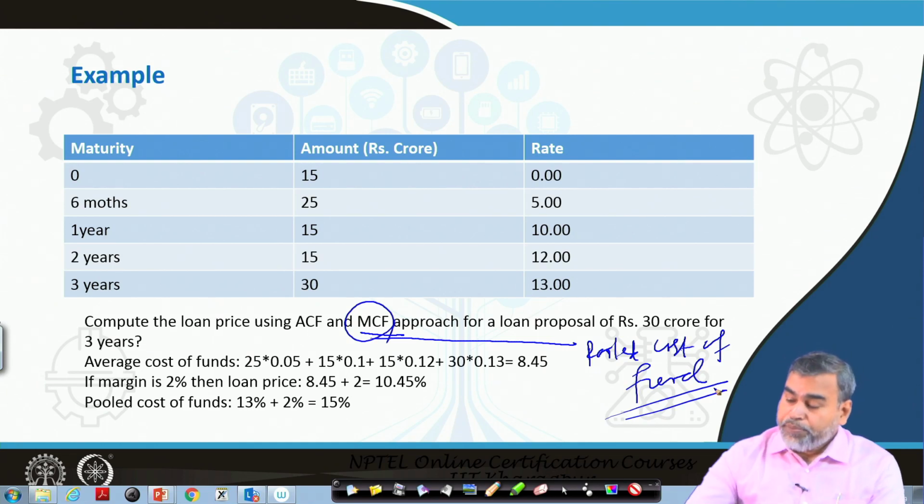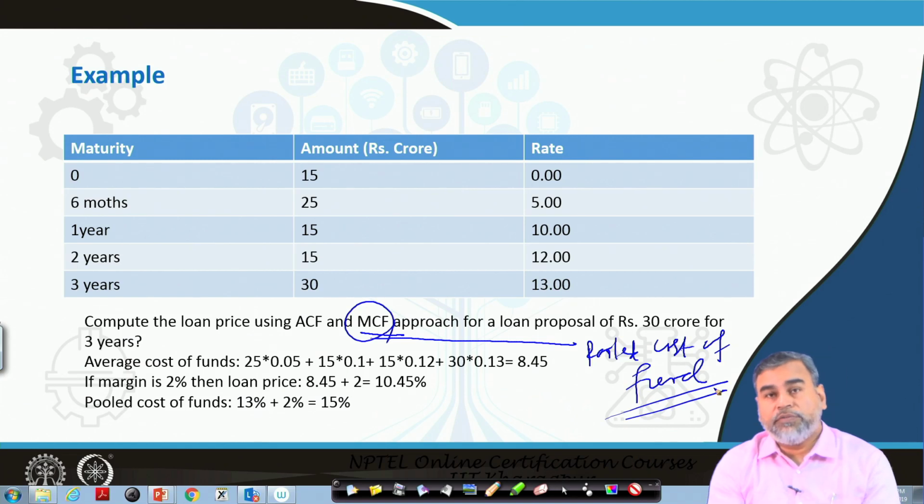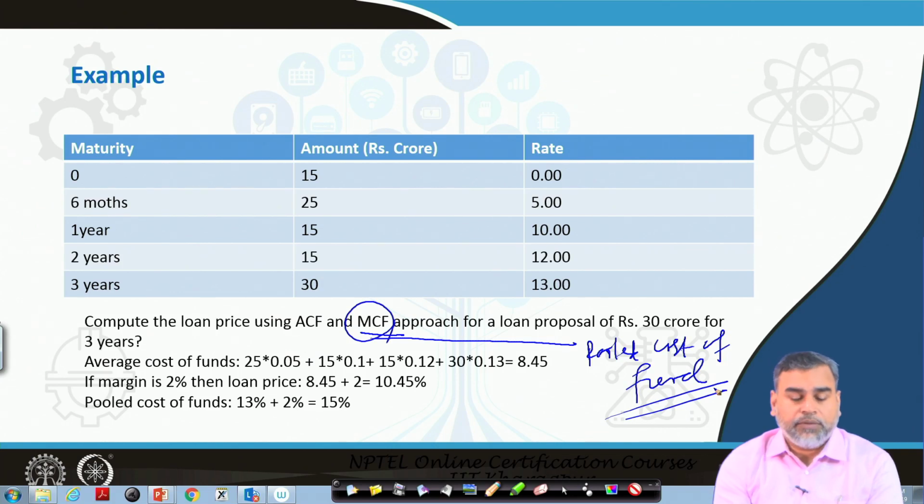Okay. So, we are comparing between SCF, the average cost of the fund, and the pooled cost of the fund, not between the average cost of the fund and the marginal cost of the fund. So, here if you talk about this, or maybe indirectly it is related to that, but in this example it is mostly the pooled cost of the fund that we mean.